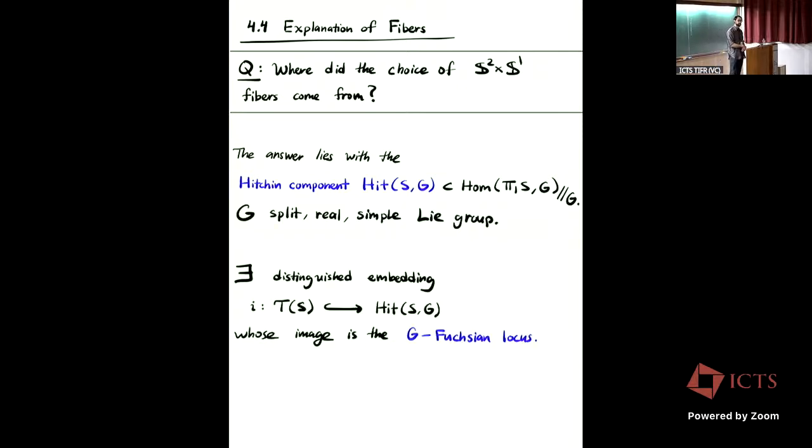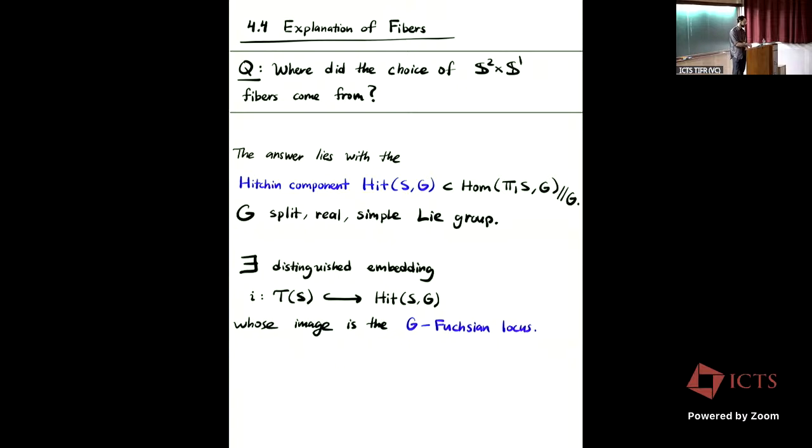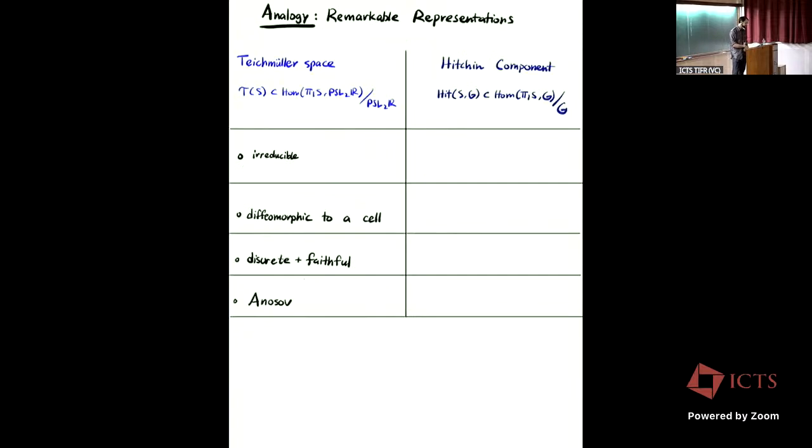Okay, so Hitchin defined this in 1992. There's a distinguished embedding of Teichmuller space inside the Hitchin component called the G-Fuchsian locus. And why is the Hitchin component interesting? Well, it's interesting for many reasons. For the most part, because we have these analogies with Teichmuller space. So there's various perspectives on Teichmuller space, but for now, I want you to view it as, in fact, a connected component in the character variety, in the representation variety of PSL2R.